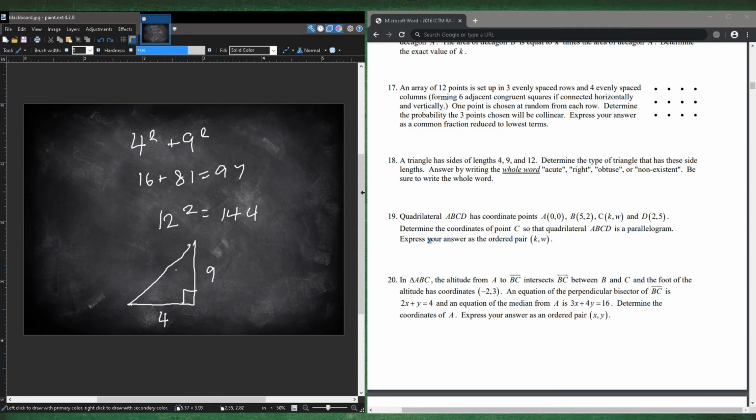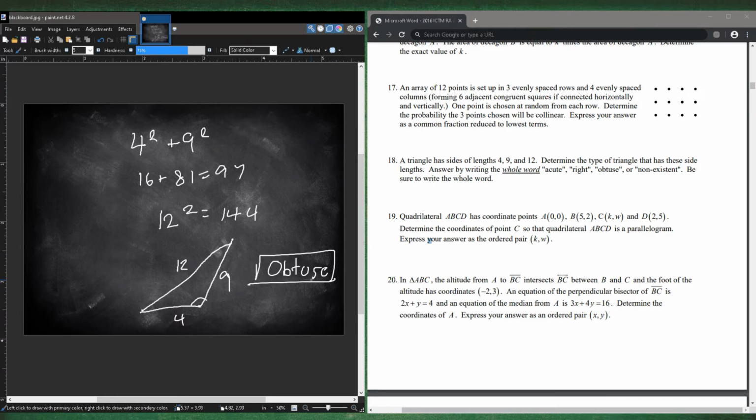That means the only way for this to combine with that 12 is that this length 9, right, instead of being like this, has to be angled like this, and then has to put the 12, right? So the triangle will look something like that, where this is the 12, this is the 4, and this is the 9. So since this has to be higher than 90 degrees, that means it's obtuse. So thinking logically, okay?